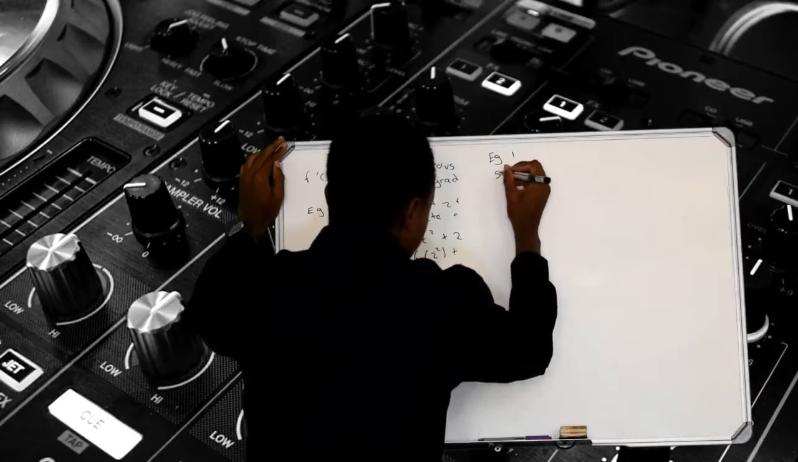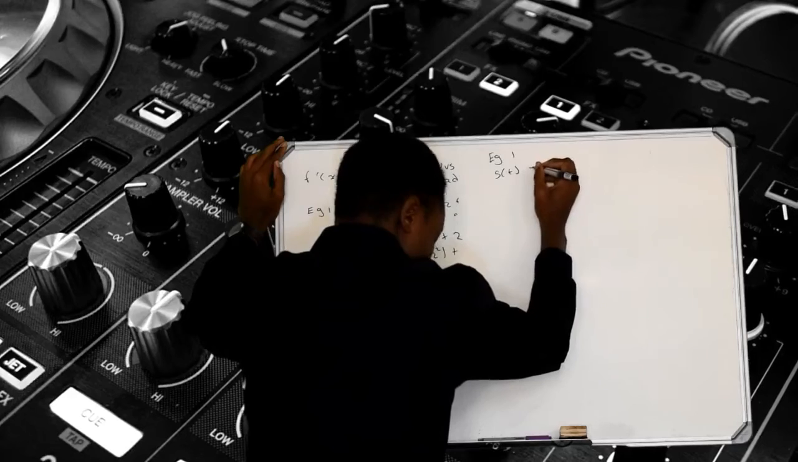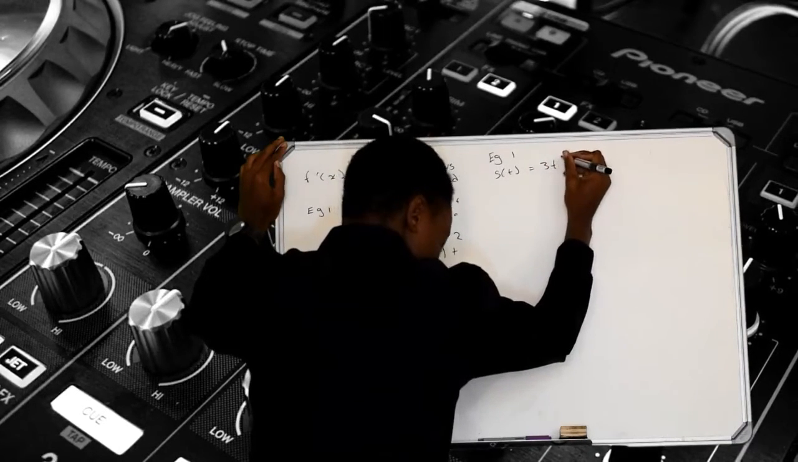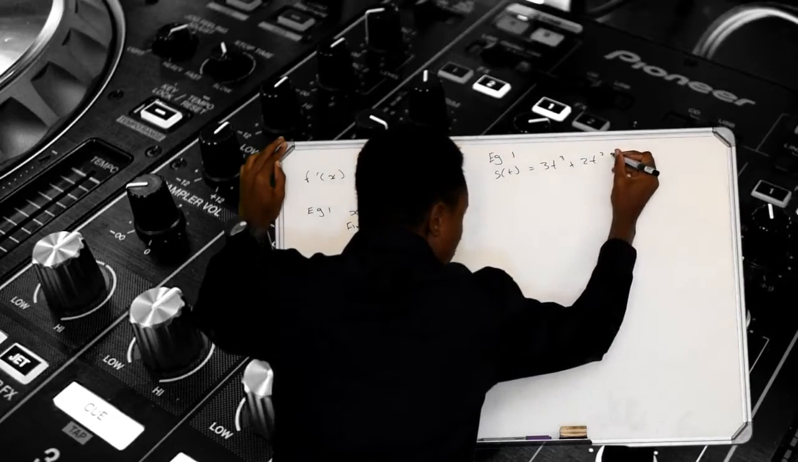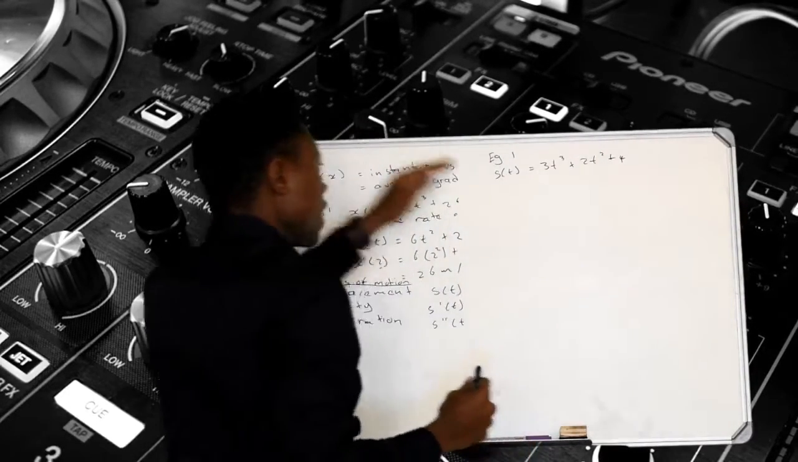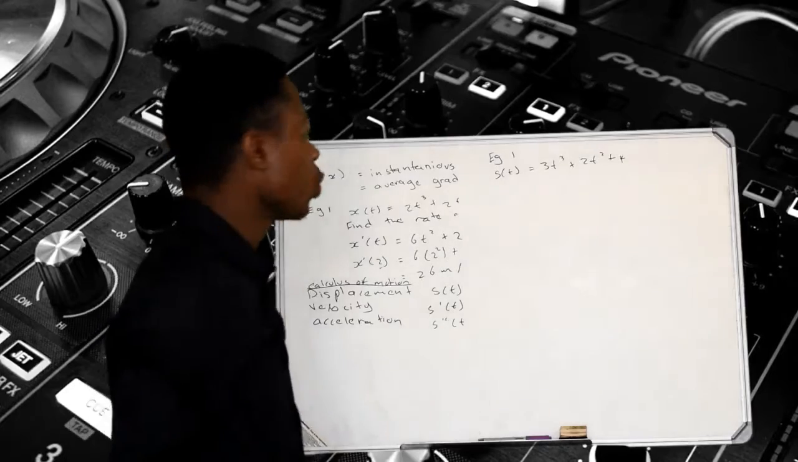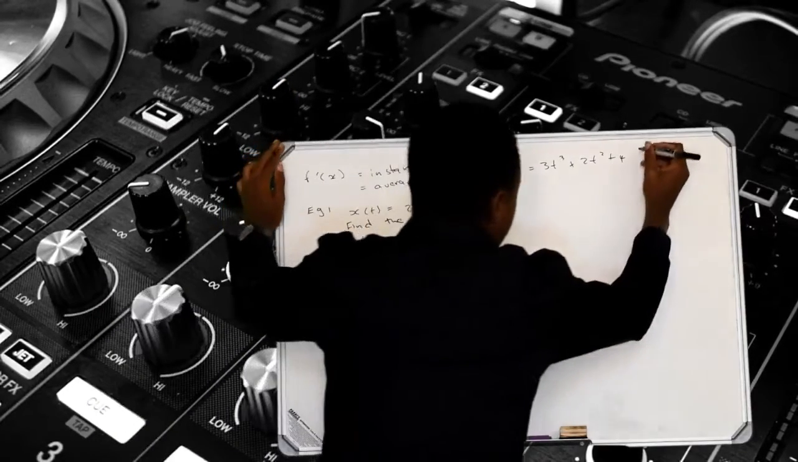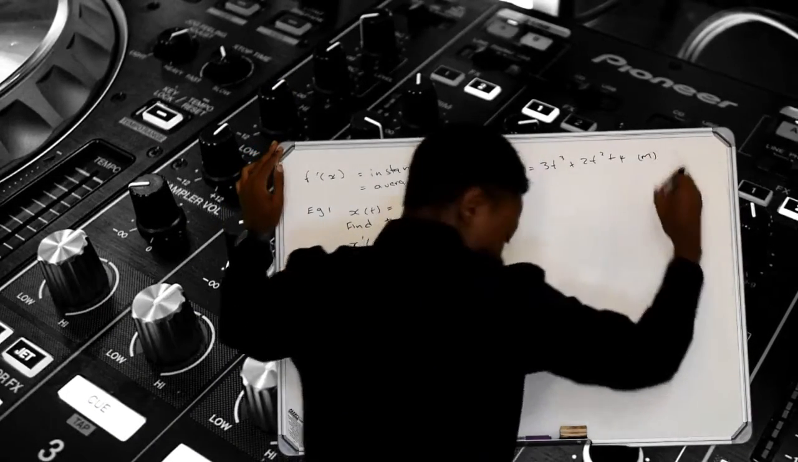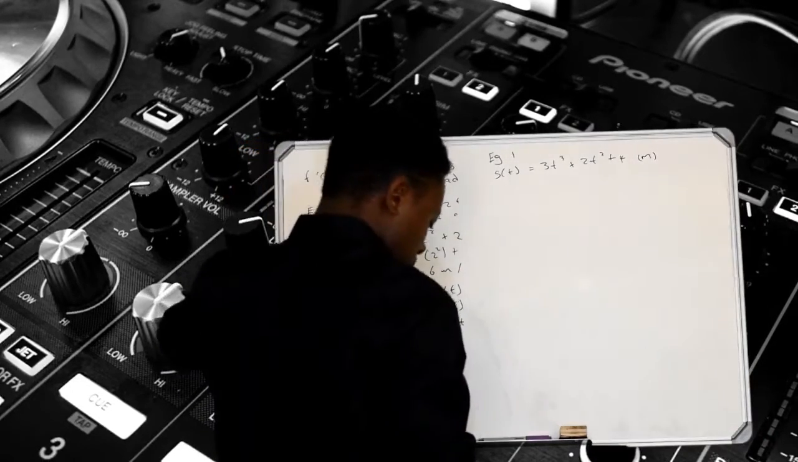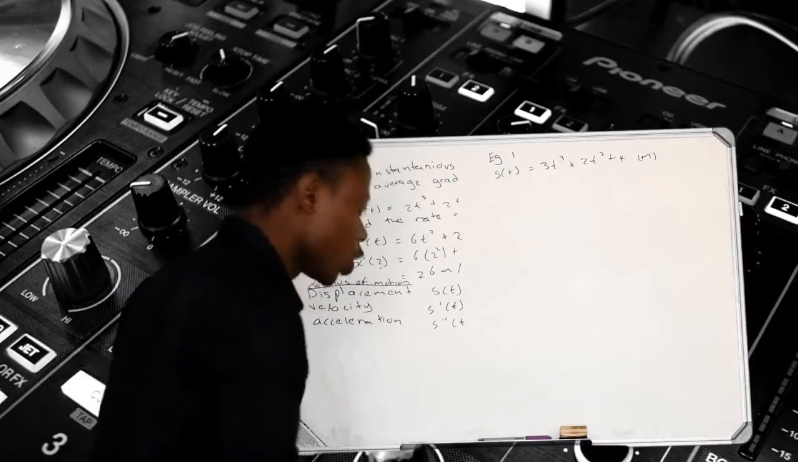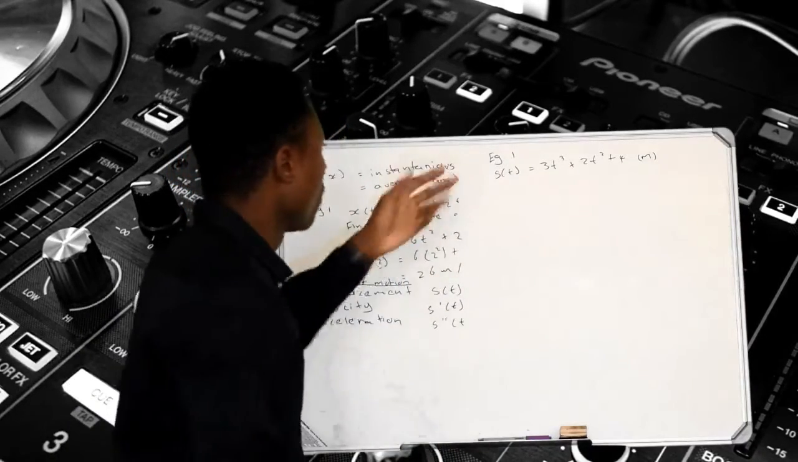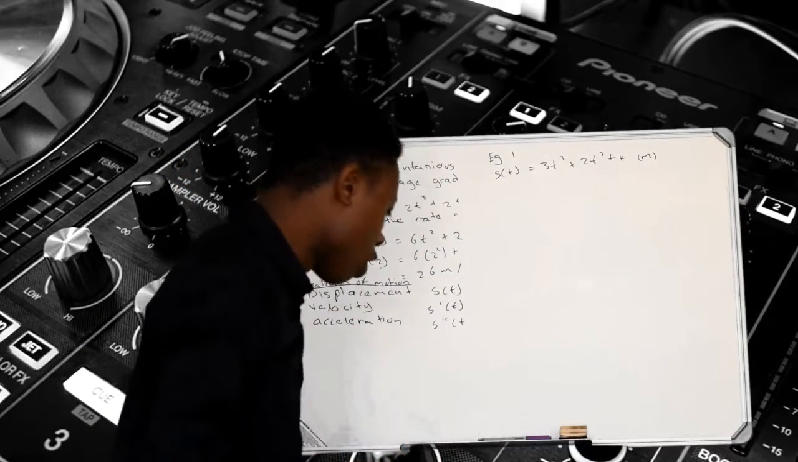Example 1 says s of t is equal to 3t cubed plus 2t squared plus 4. The unit, because we're dealing with displacement now, so we need a unit of measurement, is meters. This is, let's say, the displacement of a car, for example. It could be displacement of anything, but we are assuming it's a car.